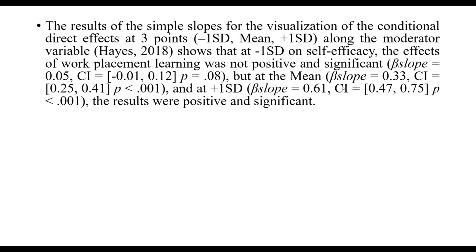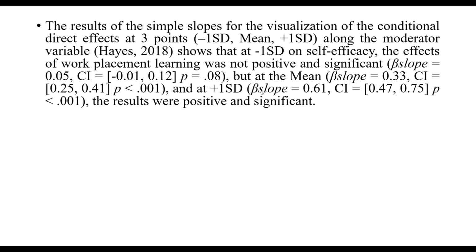Look at the beta slope. The beta weight for simple interaction slope, you can see that is 0.05, but the confidence interval is not statistically significant because you can see that 0 falls between the null, and you can see the p-value is equal to 0.08, which is above 0.05 significance level.